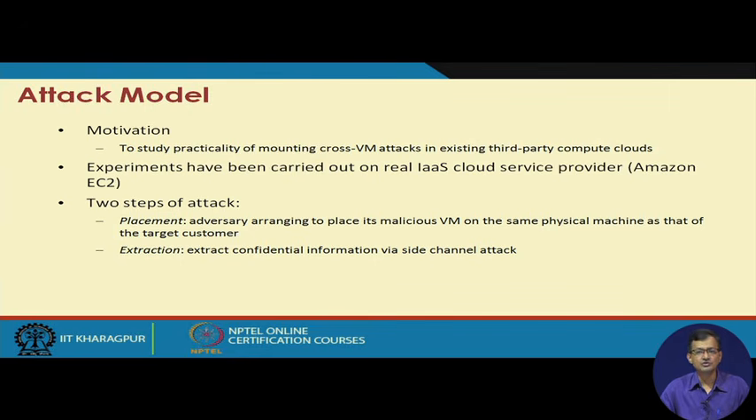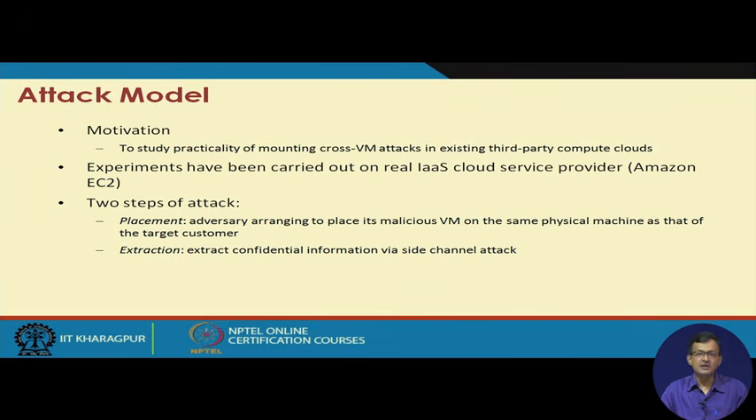And the attack model which is followed in the work we are discussing has one motivation: to study the practicality of mounting cross VM attacks in existing third party compute clouds. So, if I have an existing third party compute cloud, is it possible to launch some sort of cross VM attack? So, the experiments have been carried out on a real IaaS cloud provider like Amazon EC2, and this can be carried out on any type of IaaS provider.